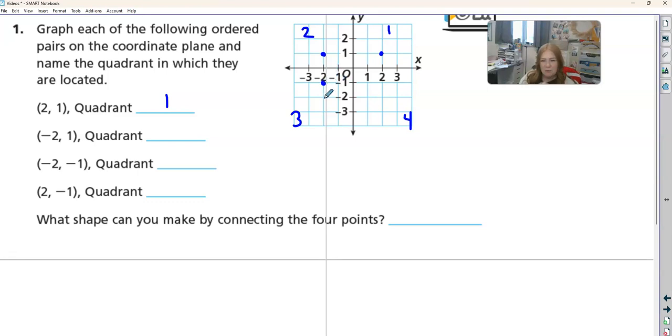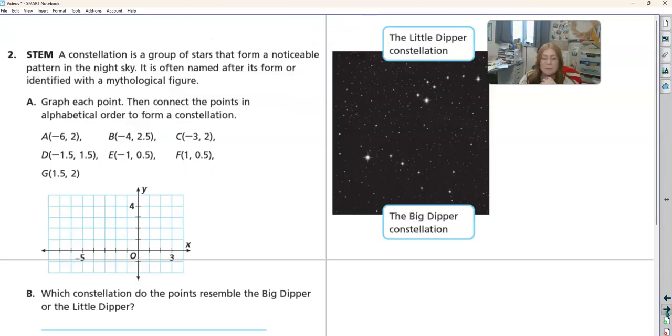Sometimes it's easy to skip. We want to go down to this one, but -1's right there. Tell me which quadrant that's in. And then this one here has +2, but then down -1. So there's our 4 points. Tell me what quadrant they're in. And then it says when you connect them, what shape will you make? Go ahead and trace those out and tell me what shape you get.